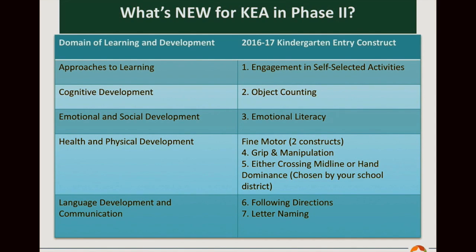What's new for KEA in Phase 2? Along the left-hand side of this table, you'll see domains of learning and development, and along the right-hand side, you'll see 2016-17 kindergarten entry constructs. Here you'll see the required constructs: engagement in self-selected activities, object counting, emotional literacy, fine motor, grip and manipulation, and then either crossing midline or hand dominance, whichever is chosen by your school district, or they may have chosen both, following directions, and letter naming.